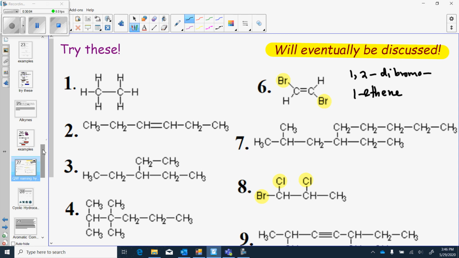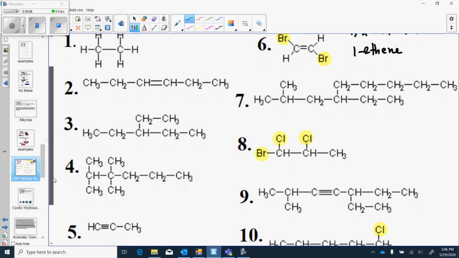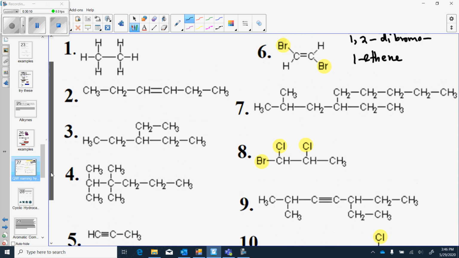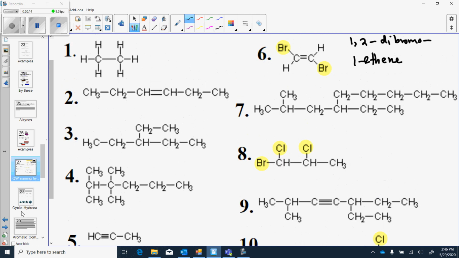Okay, so just don't panic if you see Brs as branches or Cls as branches. They work the same way, named the same way. Cls are chloros. They can be dichloro, trichloro. Brs, bromos. Okay, so some to check there. I guess for good measure, to do one last one, we could take a quick look at drawing something.